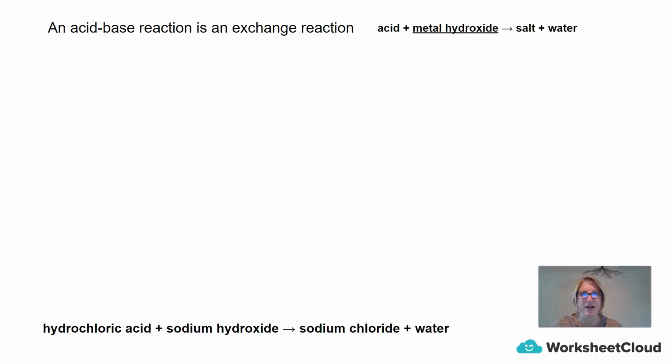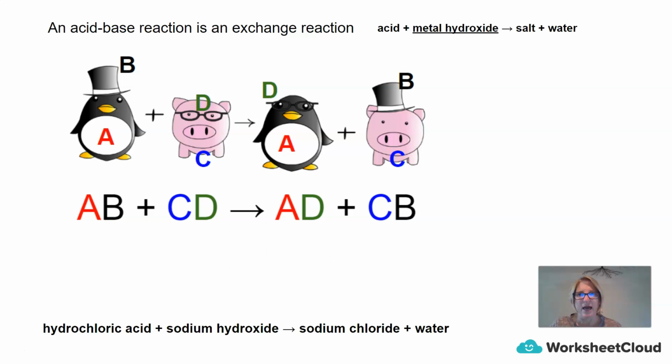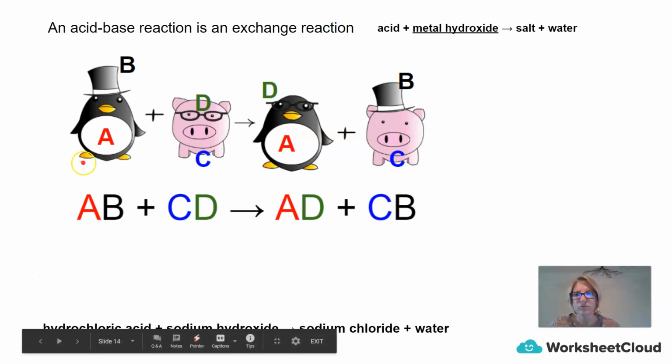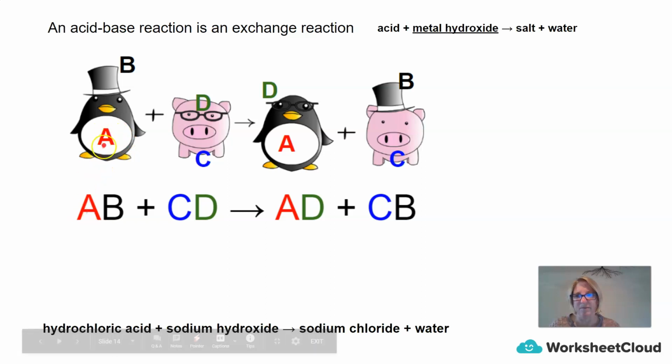The acid-base reaction we'll be looking at is an acid plus a metal hydroxide gives us a salt plus water. And here we have examples of our exchange reaction. So we have a penguin that we represent with letter A. And the penguin is wearing a hat that we represent with letter B. So the first compound we refer to as AB.